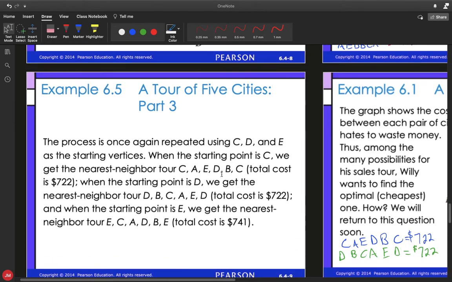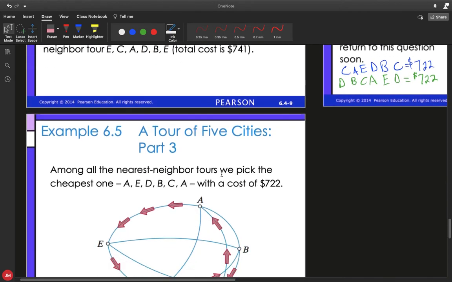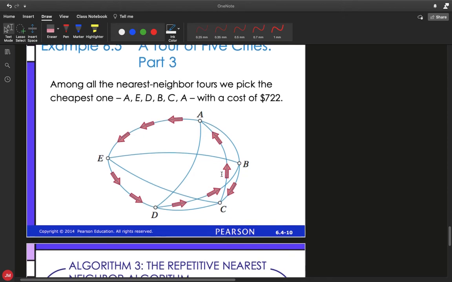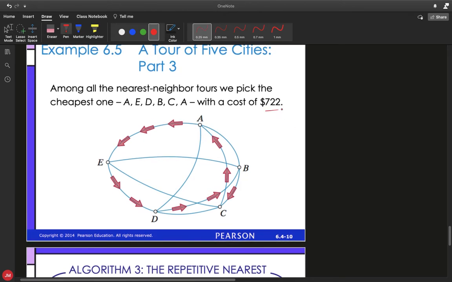So it looks like we have some different costs now that we can compare for nearest neighbor. And in fact, out of all of the nearest neighbors, the cheapest one was a cost of $722. We found that 3 out of the 5 circuits for repetitive nearest neighbor were $722. And so that ends up being the cheapest. The other two, I believe, were $741, and the original nearest neighbor, which was $773. So we're going to pick our cheapest, which, even though there were 3 different circuits, really, they were the same.